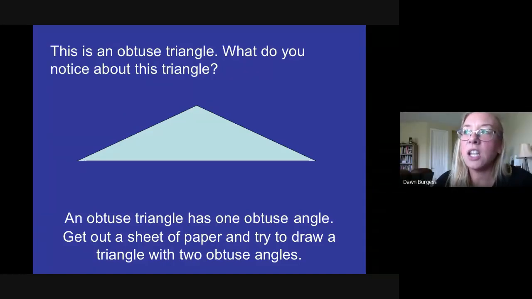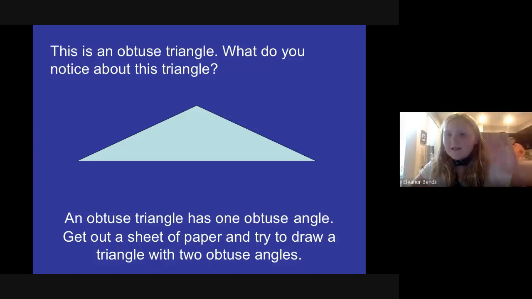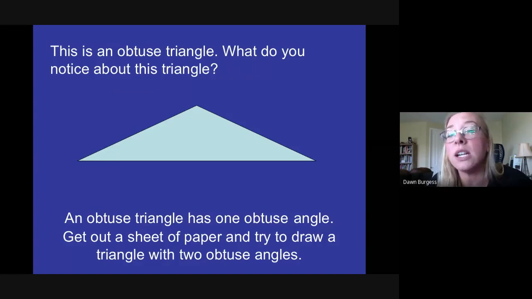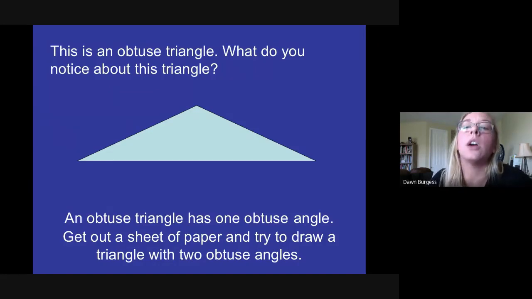That's fine. We'd have 60, right? I'd have 60 left over. So if that top angle is obtuse and it's 120 degrees, then my other two angles have to add up to 60, so 30 degrees each, right? Because I told you that every triangle has to equal 180 degrees. So because we have an obtuse angle, it's automatically going to make it so the other two are acute. It is impossible to draw a triangle that has two obtuse angles.